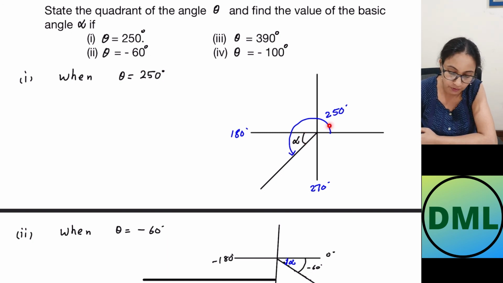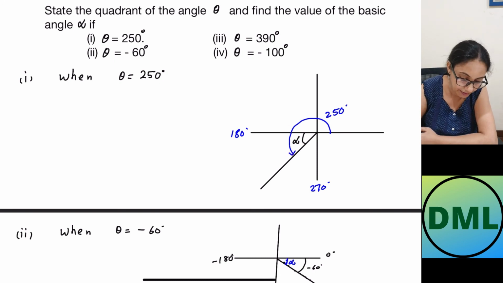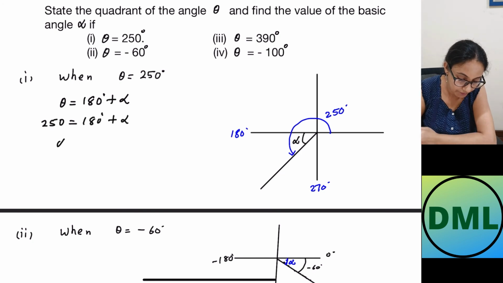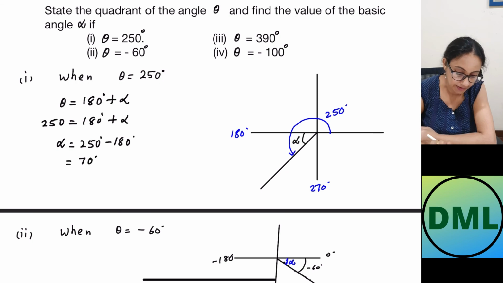So can I write 250 degrees as 180 degrees plus alpha? I can write it down. So theta will be given by 180 degrees plus alpha. What is theta? Theta is 250 degrees, which is equal to 180 degrees plus alpha. So alpha will be given by 250 minus 180 degrees. So my answer will be equal to 70 degrees.